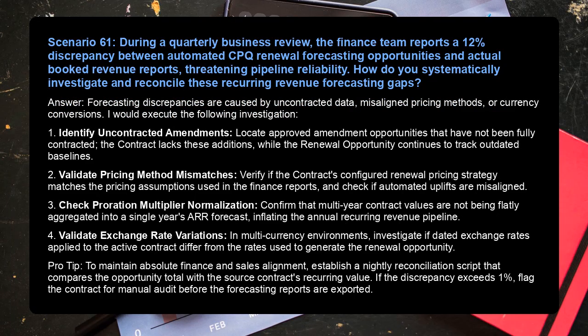Scenario 61. During a quarterly business review, the finance team reports a 12% discrepancy between automated CPQ renewal forecasting opportunities and actual booked revenue reports, threatening pipeline reliability.